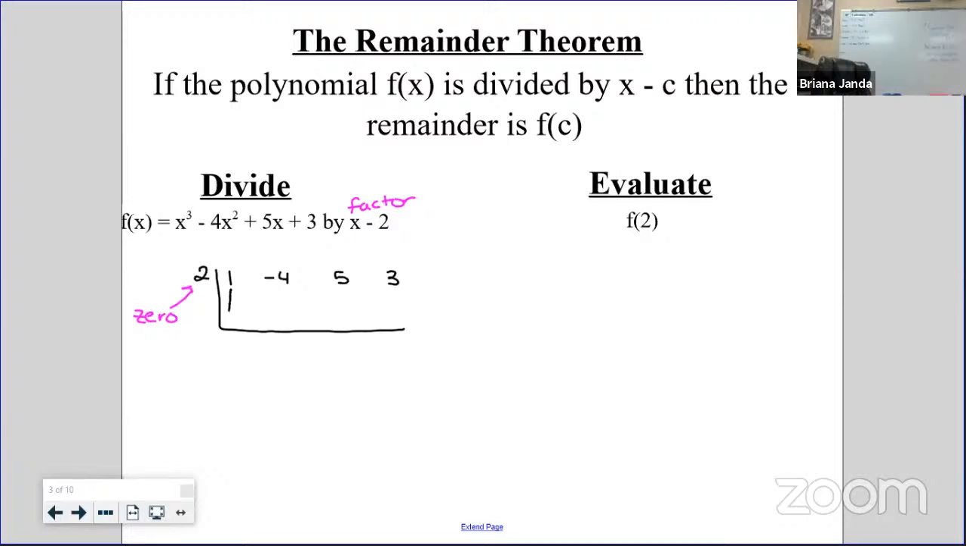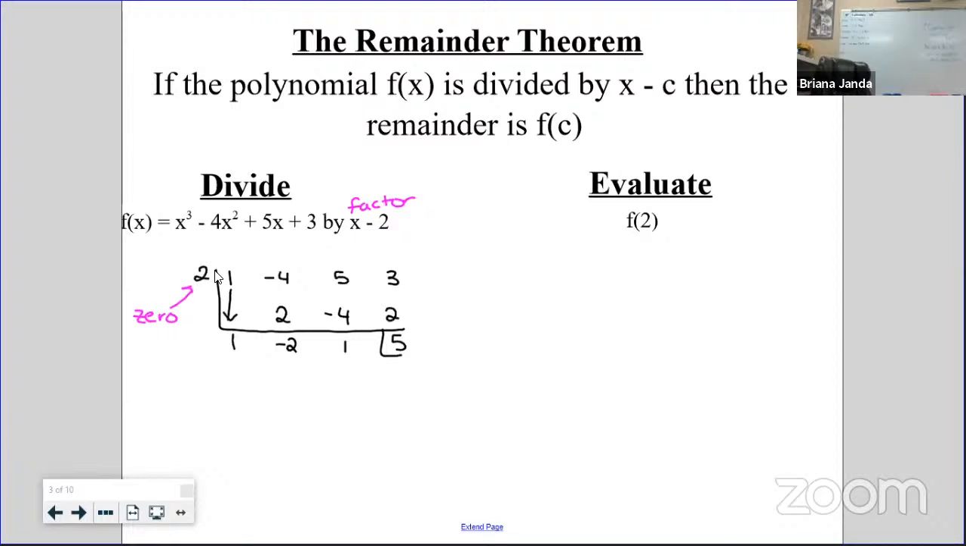I do my synthetic division by dropping down the 1. 2 times 1 is 2. Combine my terms. -4 plus 2 is -2. 2 times -2 is -4. Plus 5 is 1. 2 times 1 is 2. Plus 3 is 5. Right now, that's all we're going to do. I just want to show you the dividing process. We're not going to write out an answer or anything because I want to show you what this remainder theorem is saying. Okay.